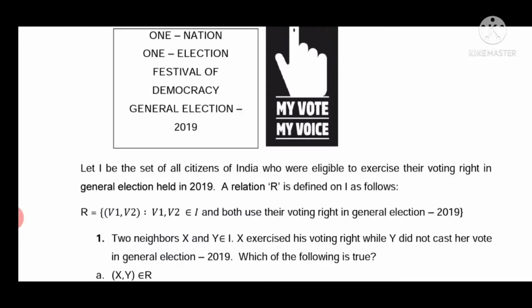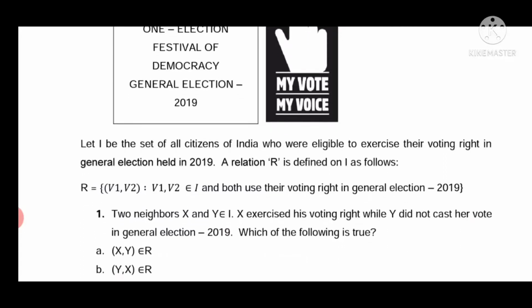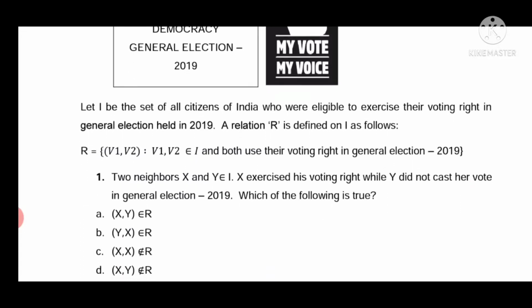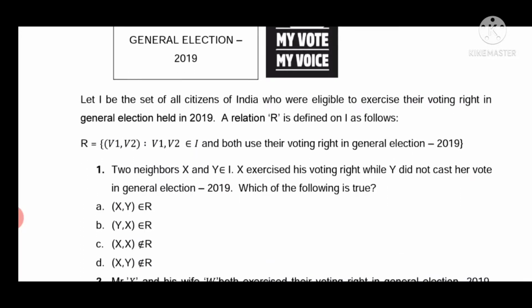Two neighbors X and Y belong to I. X exercised his voting right while Y did not cast her vote in general election 2019. Which of the following is true? Look here, the answer will be D, because X voted, but Y did not cast a vote. So D is the answer, that (X, Y) does not belong to R.